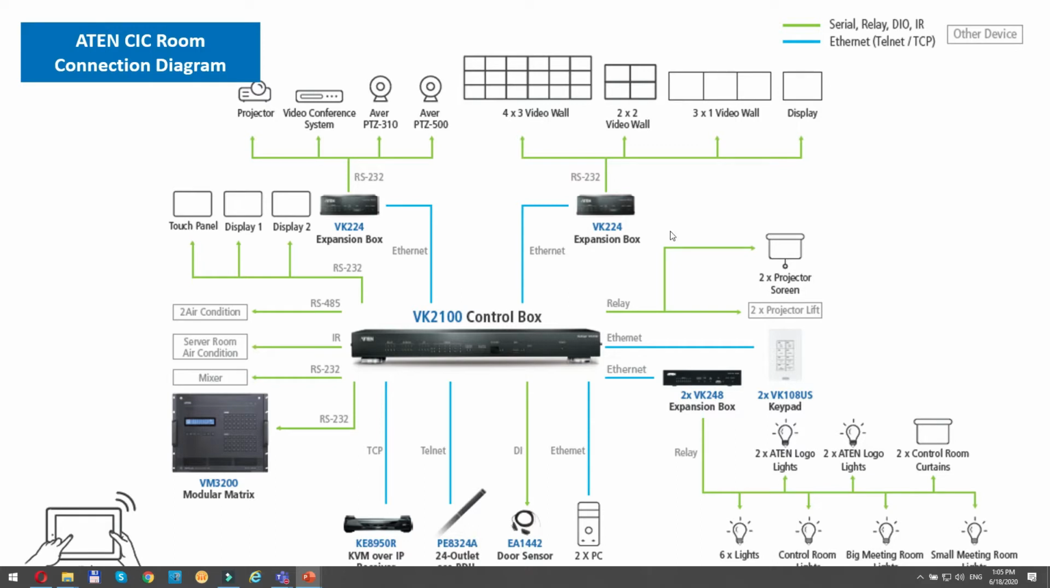So this kind of intelligence, equipments talking to each other, can only be done if you have a VK in the middle. If you don't have a VK in the middle, this equipment, no matter how intelligent it is, is isolated from your network. It cannot communicate with other equipment in the network, okay? So that's why we have this VK2100, which is the brain of medium to large installations.